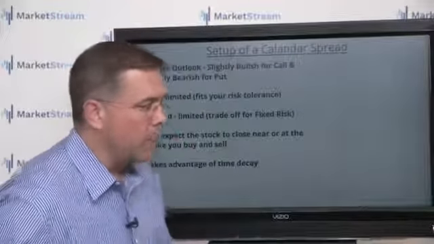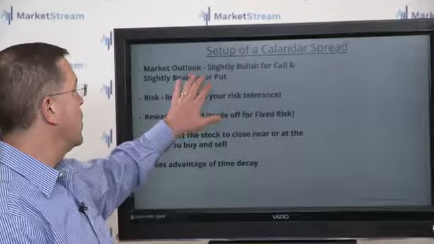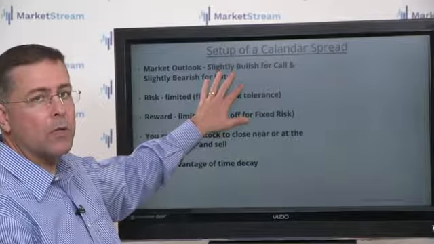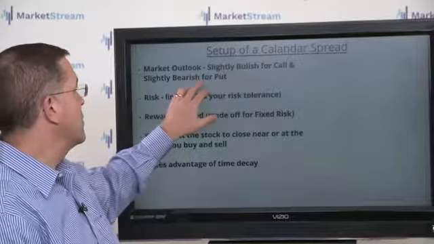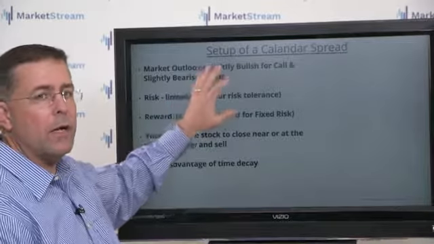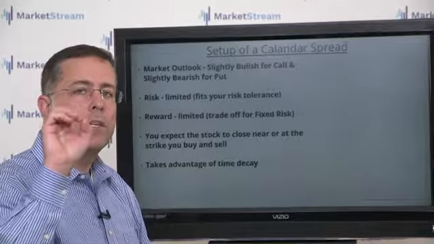So let's talk about, first of all, what are the critical elements or setup components of a calendar spread. And you can see on the screen right now behind me that some of the critical elements are your market outlook. If you're slightly bullish, then you're going to be looking at a call calendar spread. If you're slightly bearish, then you could be looking at a put calendar spread. The other thing is that volatility is relatively low.